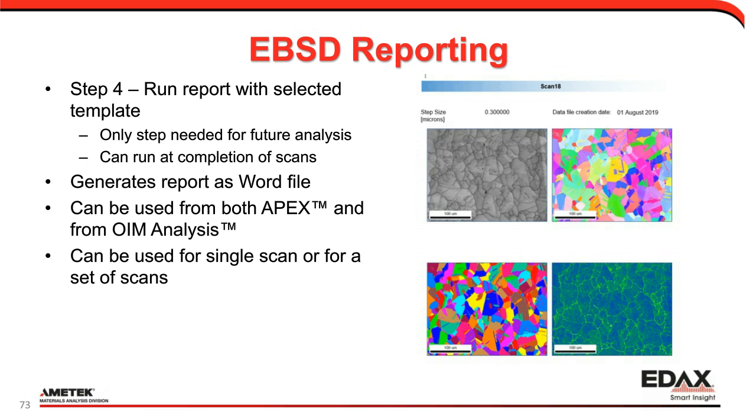And then once you have this, you can run subsequent reports, just basically jumping to step 4. So it's very great for repeatable analysis. You get a Word file report. It can be used from APEX, so you can just say, at the end of my data collection, generate this report, or you can also still use it from OIM Analysis. You can take your data and say, now I want to create a report just there as well. It's used in both applications.